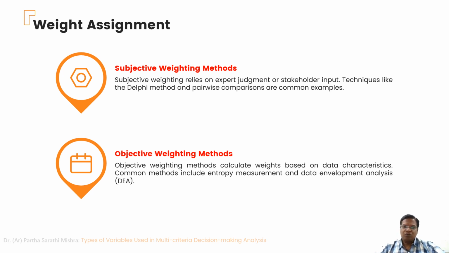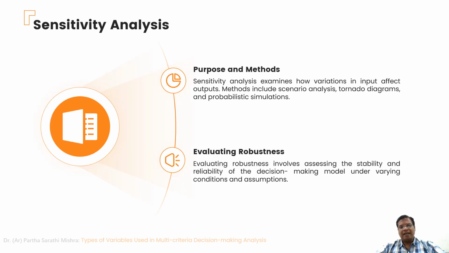There are so many methods. There is something called PSI, the preference selection index method, for weight assignments. So let's see in the near future what we can do. Then at the end, we have to do a sensitivity analysis.